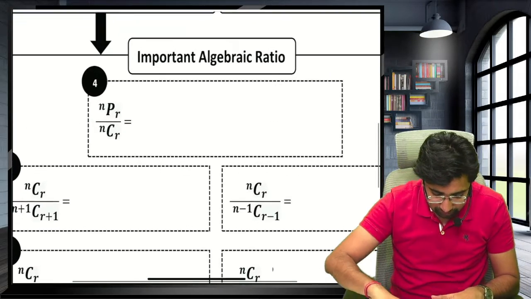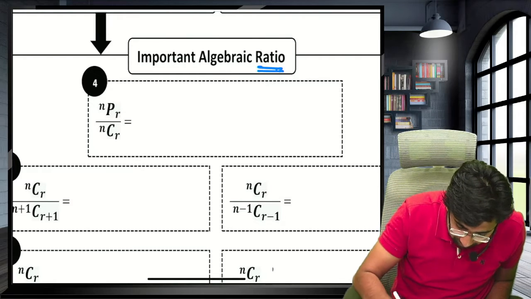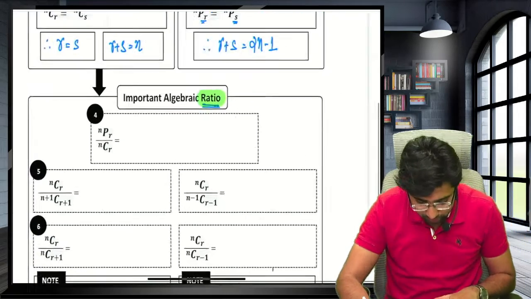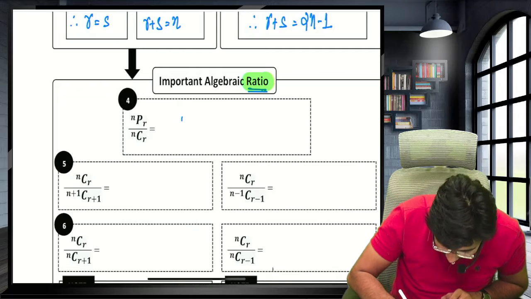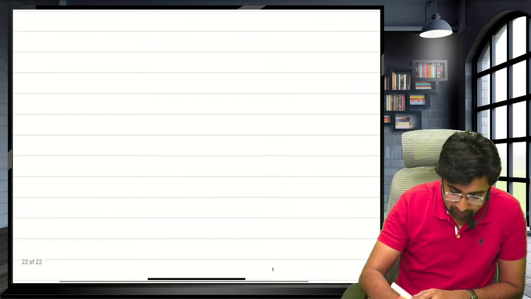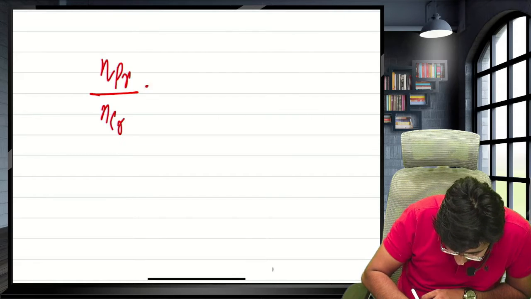Now moving forward, guys. Now I will teach you some important algebraic ratios. If NPR upon NCR, then this ratio is equal to R factorial. So this is equal to R factorial. Now guys, please pay attention.